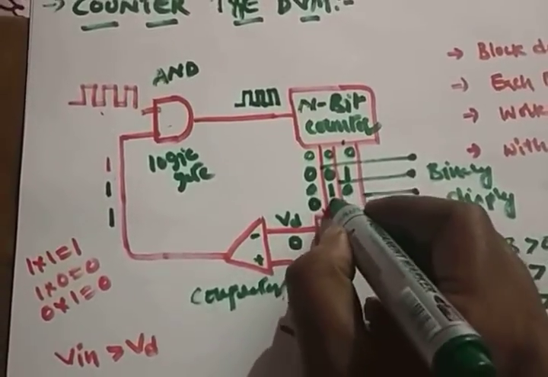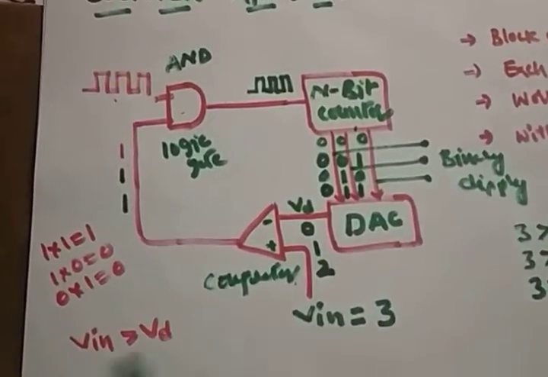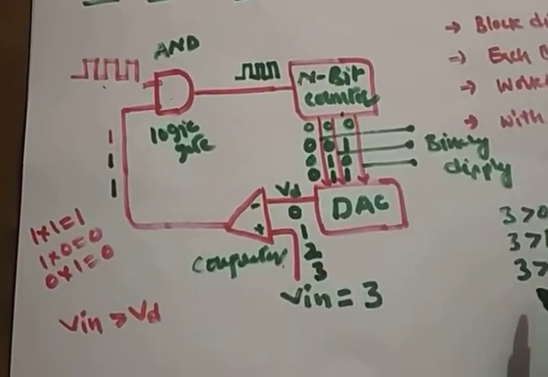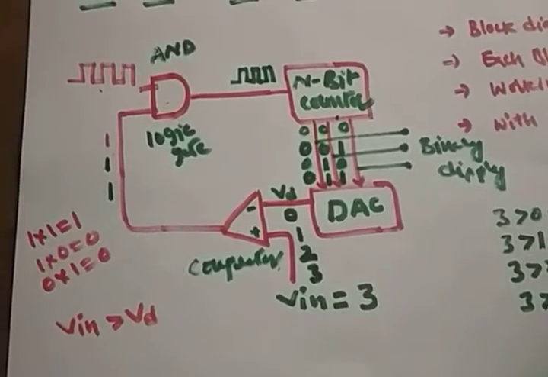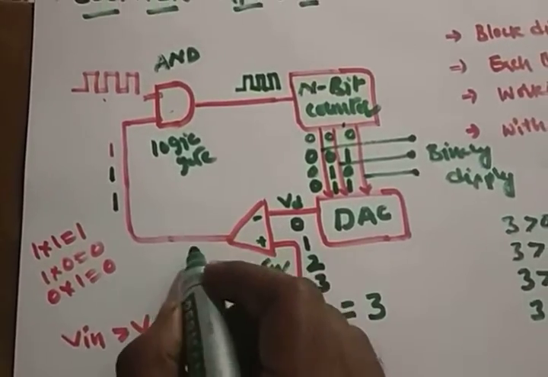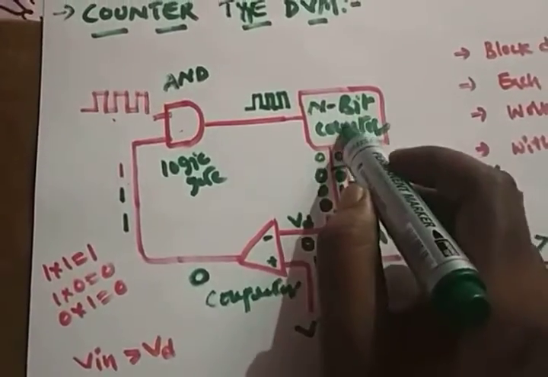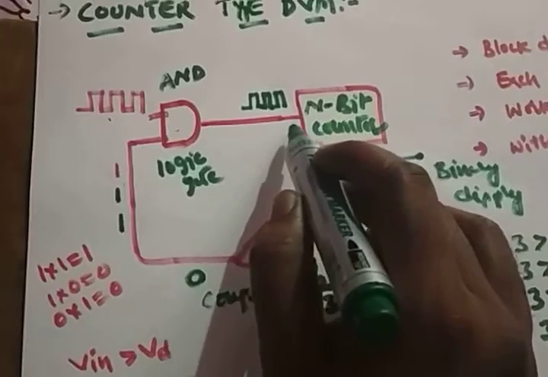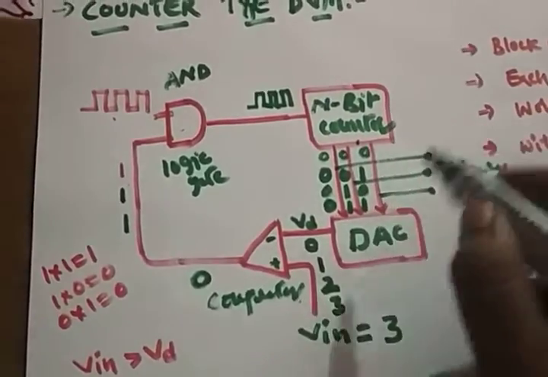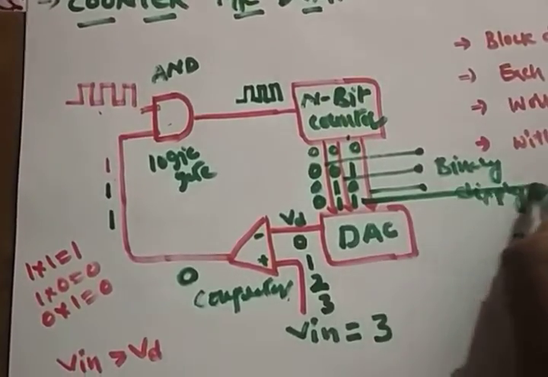So what is the value? 0, 1, 1. So what is the value? 3. Is 3 greater than 3? Not. So the comparator will show 0 value. When one input is 0, the AND gate will block. There is no output from the AND gate. Then the n-bit counter will hold how many clock pulses? 3 clock pulses. Then this 3 will give the result.